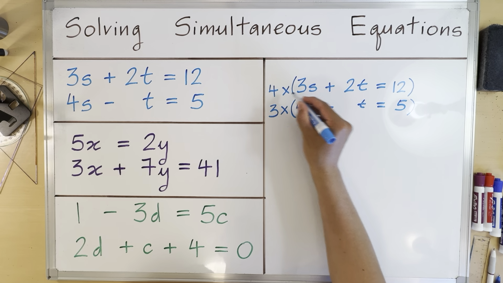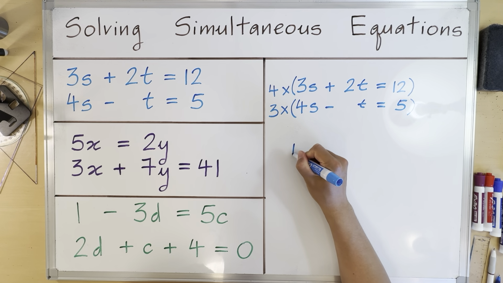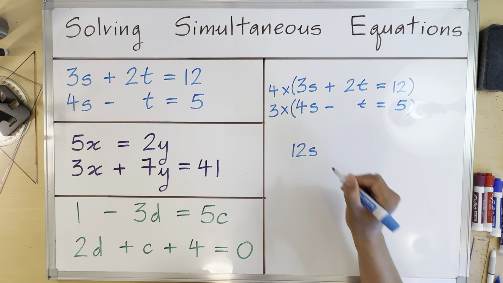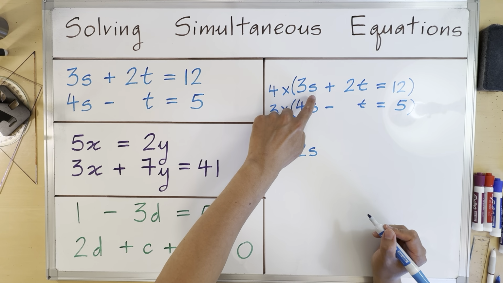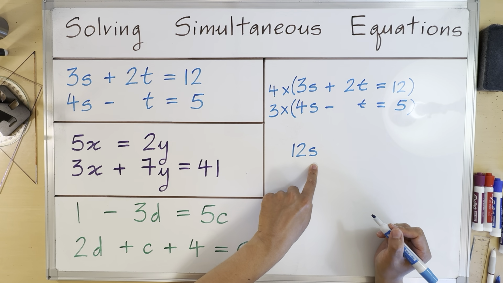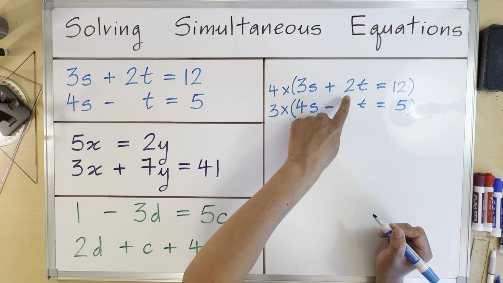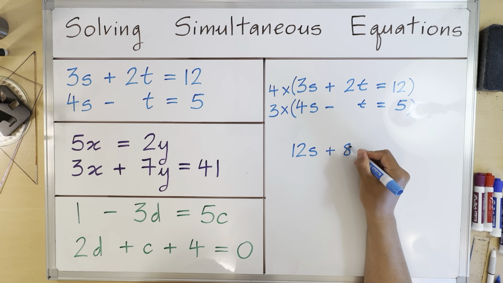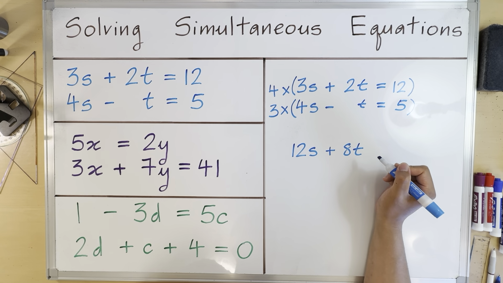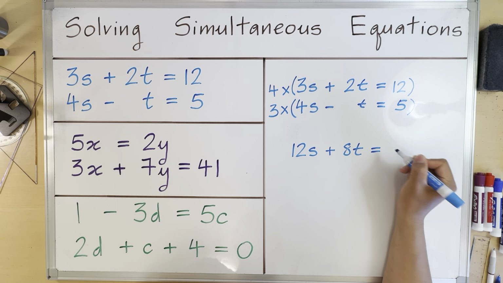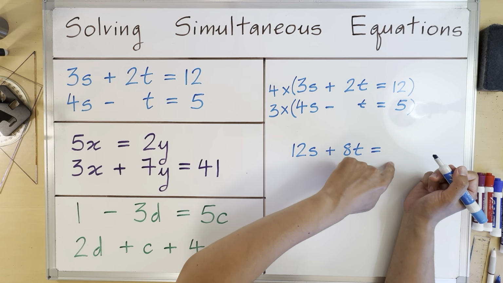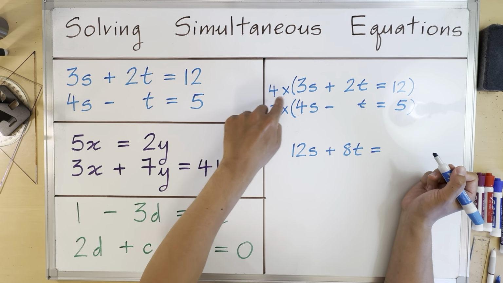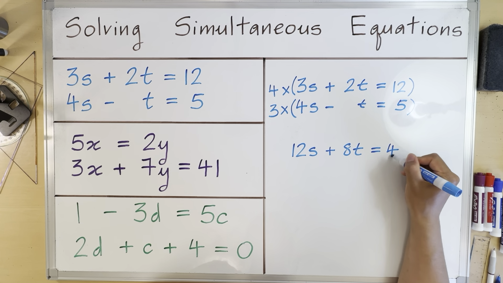So for the first equation, we're going to have 12s, because 4 times 3s gives us 12s. 4 times positive 2t gives us positive 8t. What does that give us? We cannot directly write 12 because 12 is also within the brackets. So we have to multiply 12 by 4, which will give us 48.